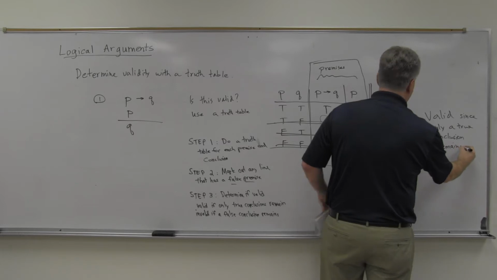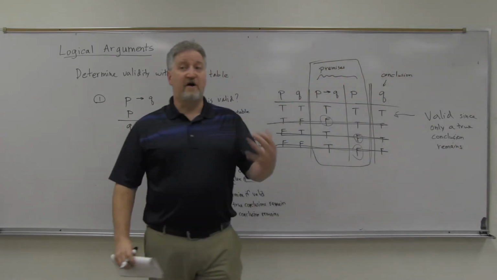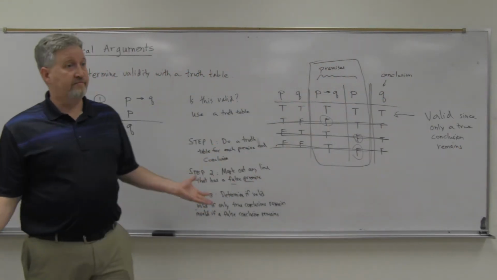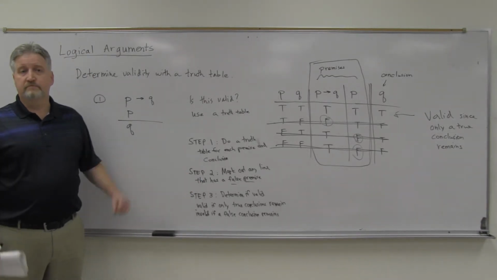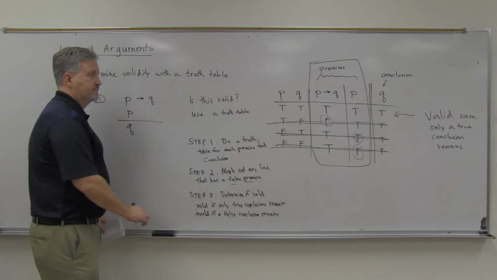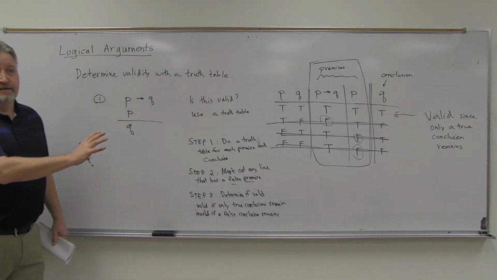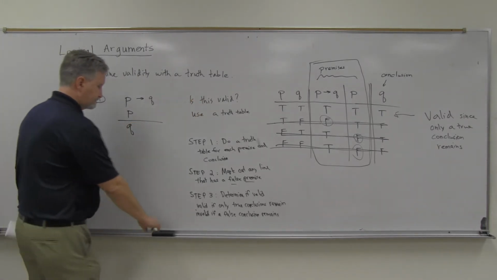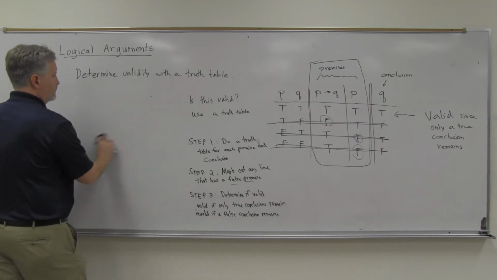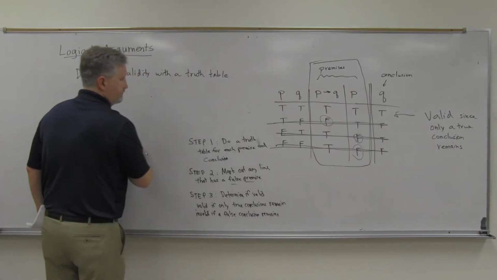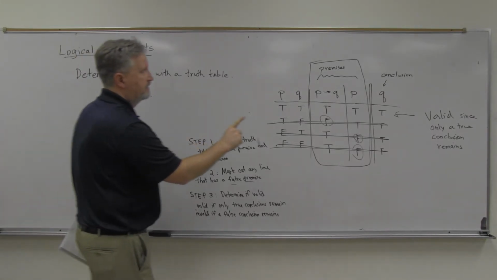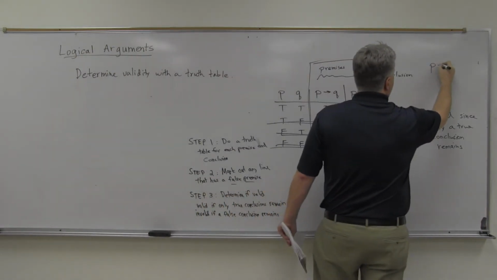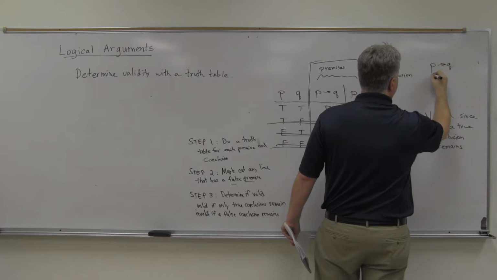If the one that remained had been false, then that means this would be invalid. Okay? So it's pretty simple. Question? Let's do another. So our number 1 here was valid. So it was P arrow Q, P therefore Q.